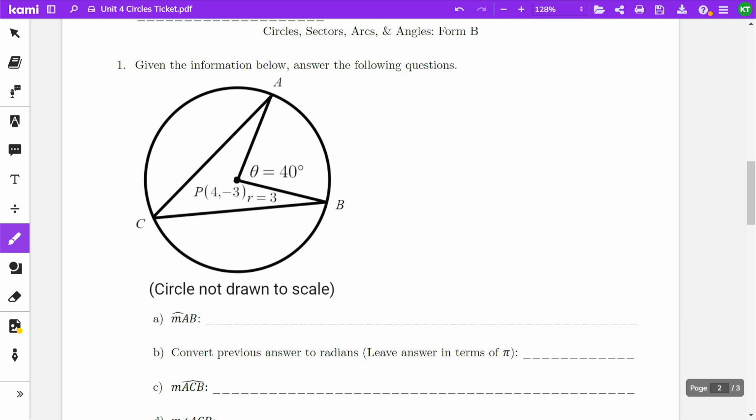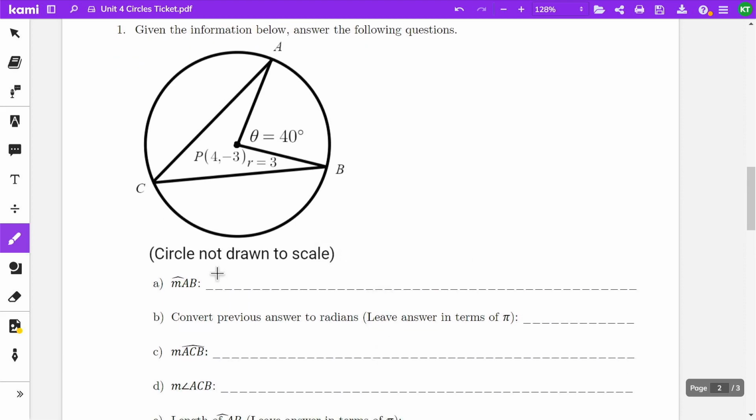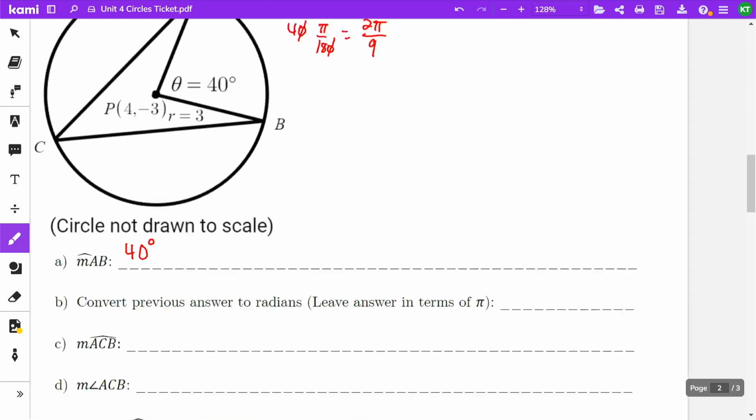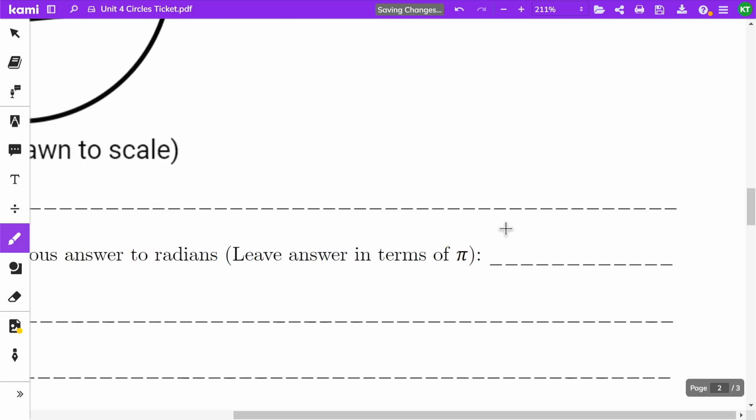The arc AB is going to be the same as the angle measure of our central angle, which is 40 degrees. So AB will also equal 40 degrees. And then we're going to convert this to radians by using 40 times pi over 180. I can get rid of the zeros there because that's just dividing both of them by 10. And then I just have to simplify 4 pi over 18, which will simplify down to 2 pi over 9, because they can both be divided by 2. So my previous answer in radians will be 2 pi over 9.